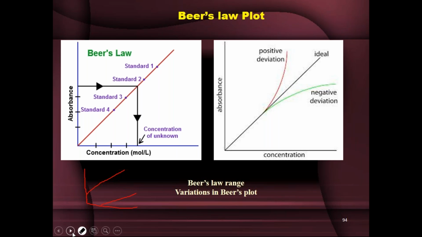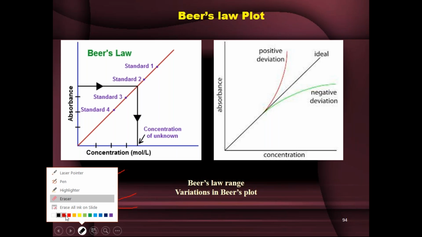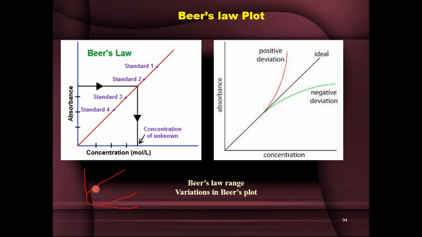Okay. Now you have, so you consider this now. This straight line which indicates A is proportional to C. You also have this straight line which is A is proportional to C. In both the cases, we would say the substance is obeying Beer's law. But this is not the ideal Beer's plot.